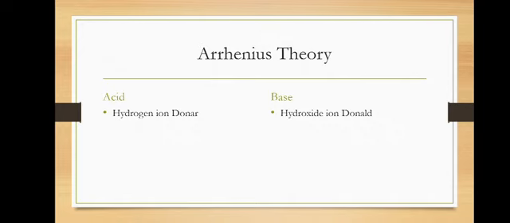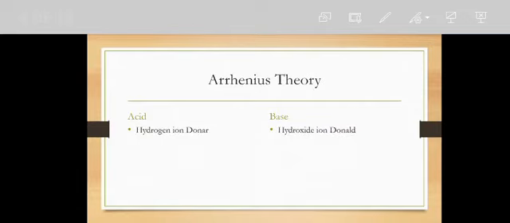All these theories are nothing but acid base theories, proposed by scientists related to the acid concept and base concept. So what does the acid theory say? Basically in Arrhenius theory, an acid is a hydrogen ion donor. A hydrogen ion donor is called an acid, and a base is a hydroxide ion donor.